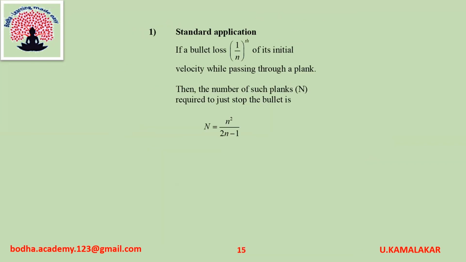Next point. If a bullet loses 1/nth of its initial velocity while passing through a plank, then the number of such planks required to just stop the bullet is given as n² by (2n − 1).